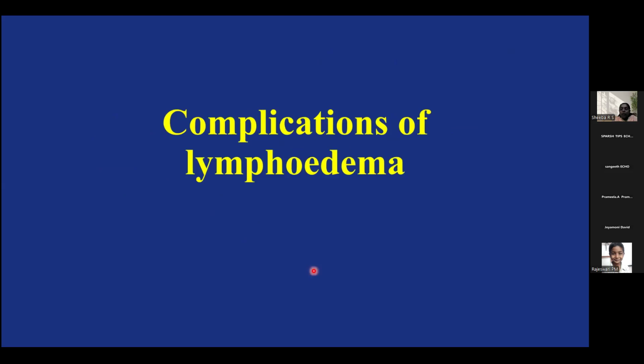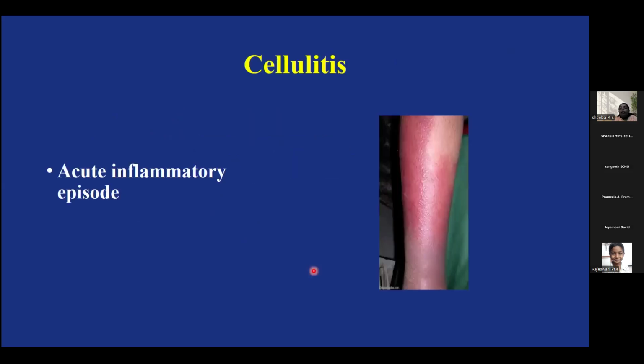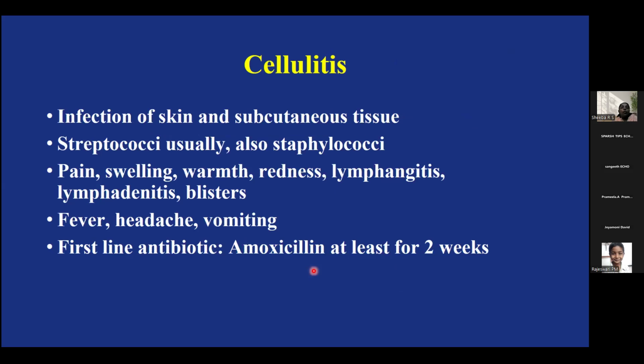There are two complications of lymphedema: one is cellulitis and the other is lymphorrhea. The cellulitis I already discussed. If there is cellulitis, you should not do any active management for lymphedema. You have to ask them to take proper antibiotics and control the cellulitis. Our main aim is to control, maybe cure the cellulitis, and once the cellulitis comes down, then you can move on to the active management.